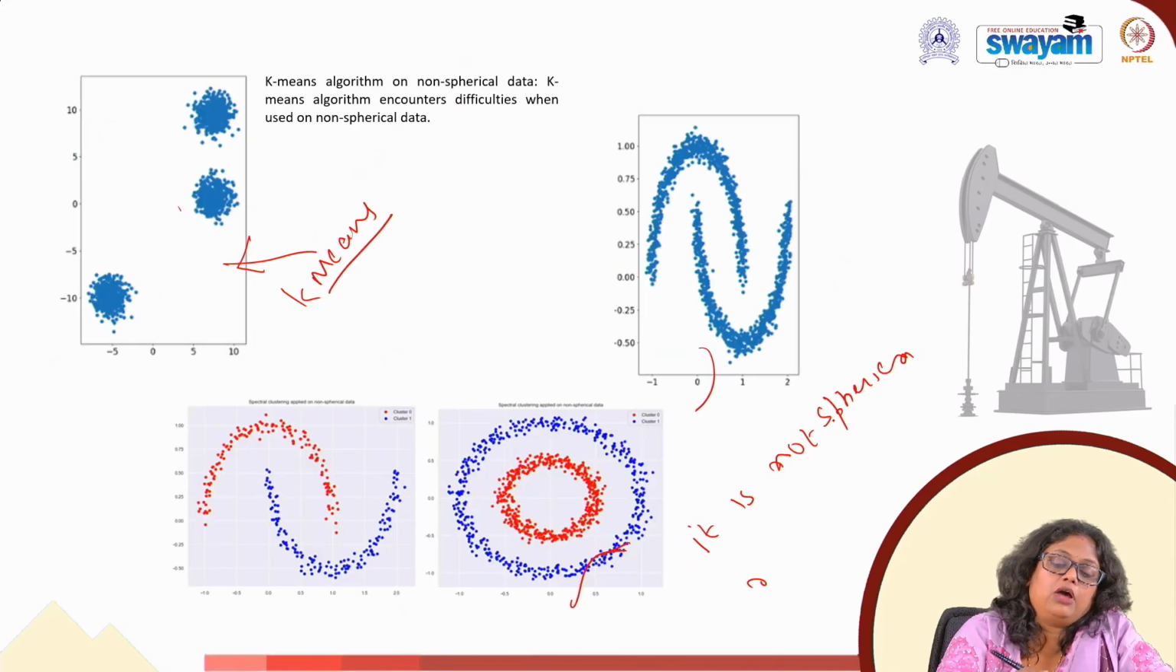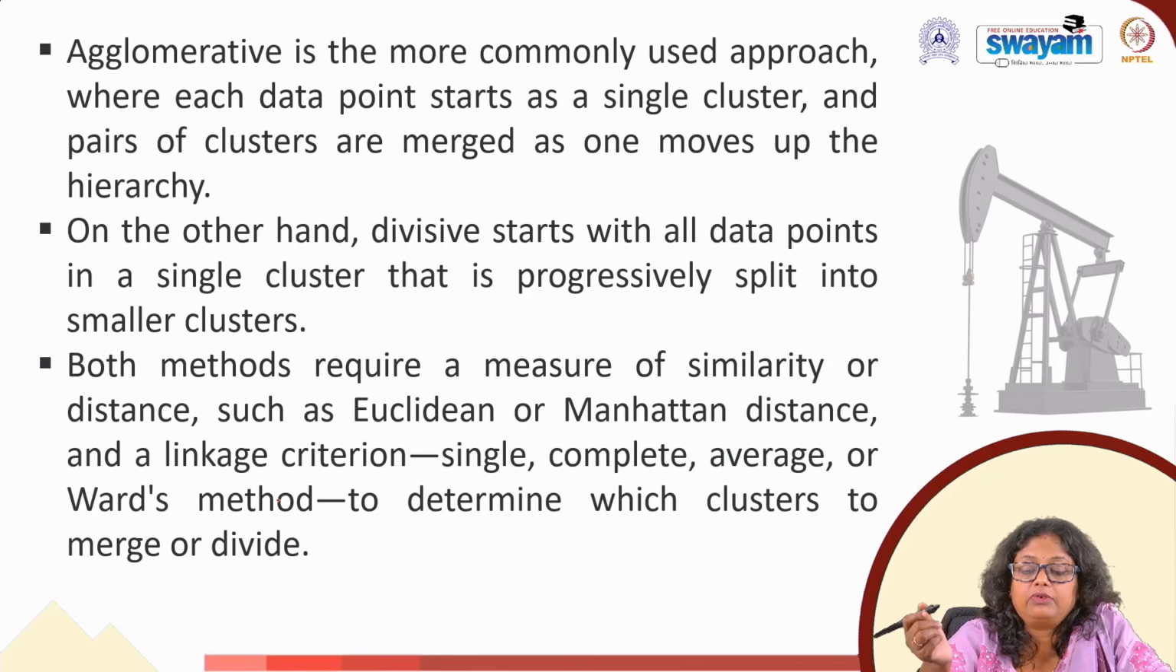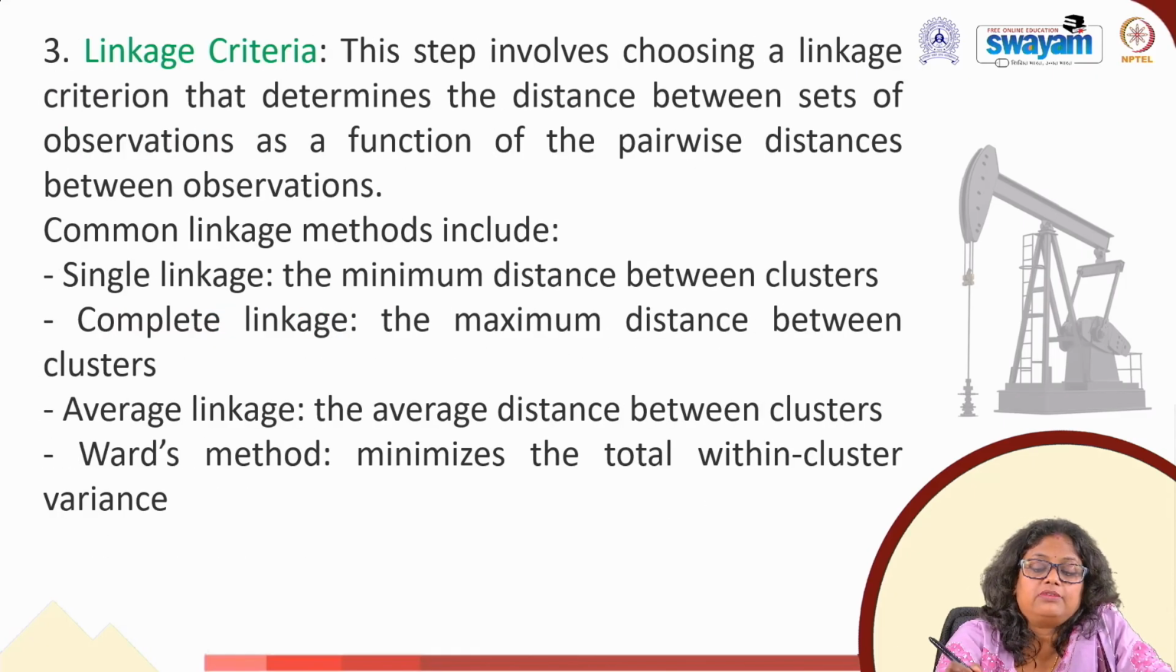Now we have this approach, agglomerative and divisive, and that's what we are going to start talking about. Of the two ways, agglomerative is the more commonly used approach, where each data point starts as a single cluster and pairs of clusters are merged as one moves up the hierarchy.